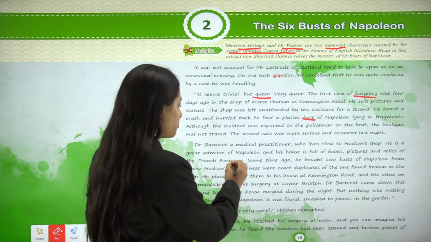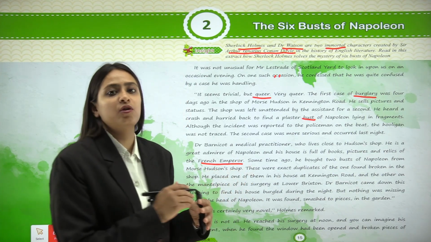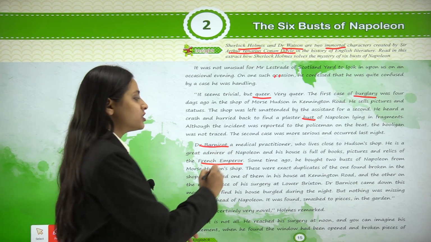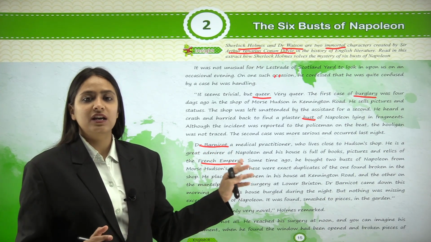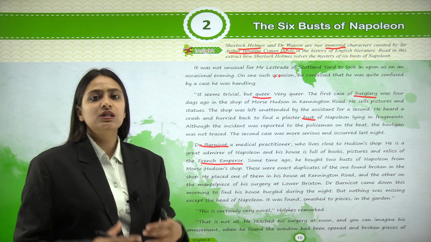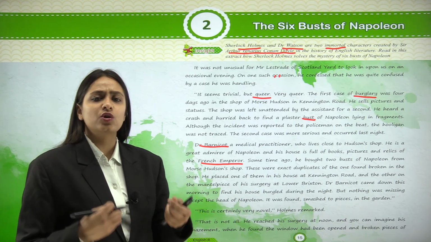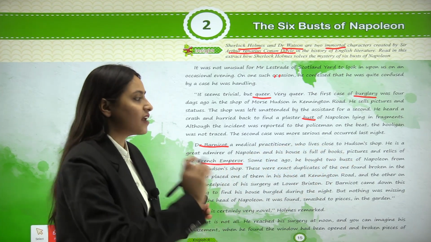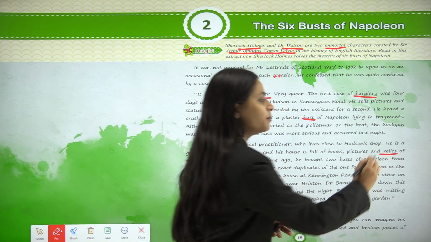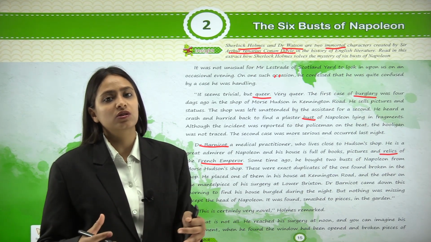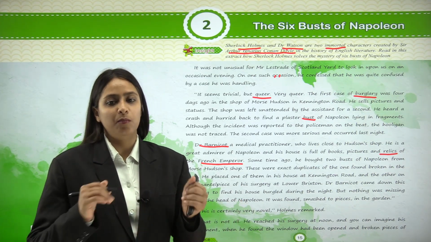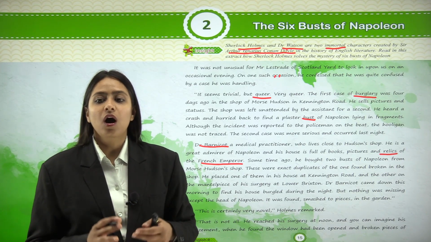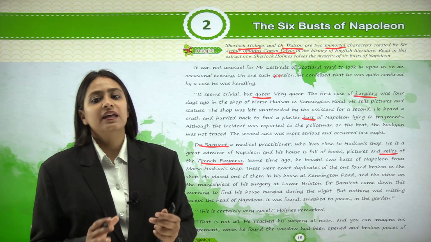Who is this French emperor here, students? Napoleon. So Napoleon was a French emperor, and Dr. Barnicot, a medical practitioner, is a very ardent devotee, or a fan, of Napoleon. So he has books and pictures and relics. What do we mean by relics here, students? Which means statues. He used to collect the statues of Napoleon. So these were exact duplicates of the one found broken in the shop.